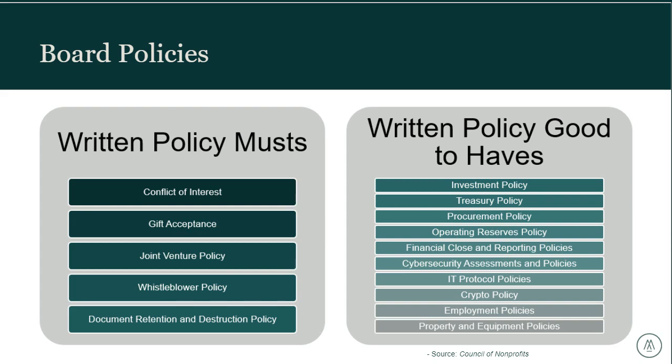On the right-hand side, written policy, good to have. These are those policies that we really do, as financial stewards, want to have written down. What are we going to invest in? How often are we reviewing that? Who can approve that? Treasury, who can open bank accounts, right? Who can be a signer? Same with procurement and embedded in that. If you are lucky enough to have operating reserves, what is your policy? What are you stashing away? When can you release any of those reserves, and for what? So that it really is established.